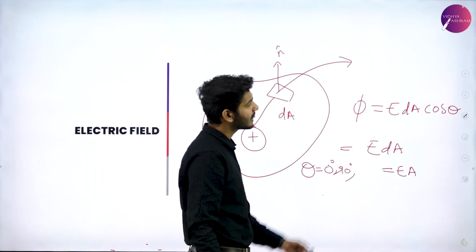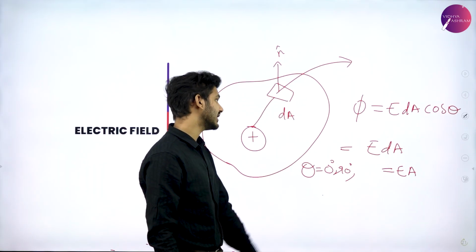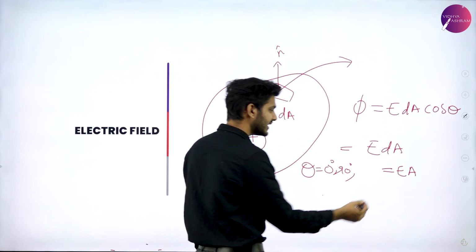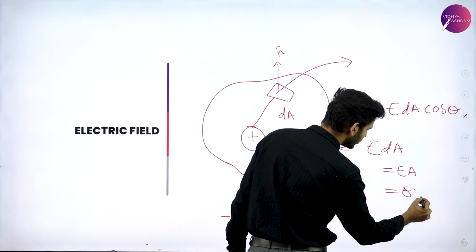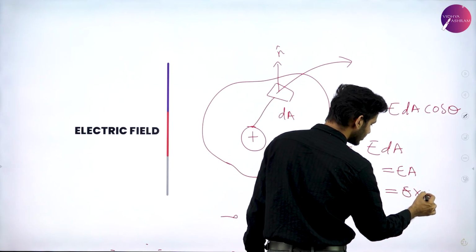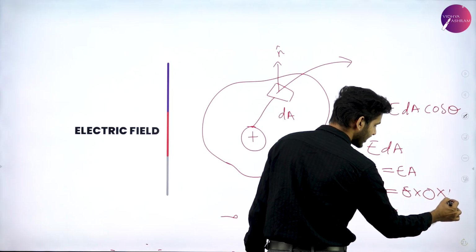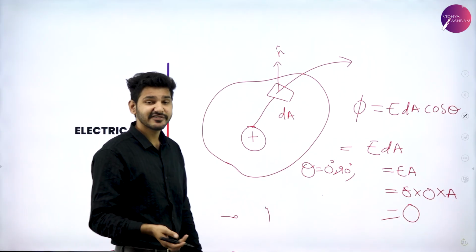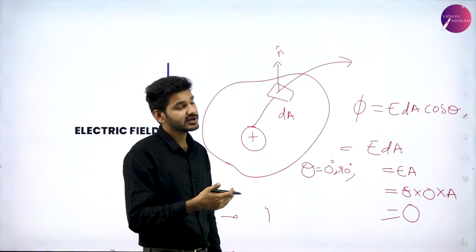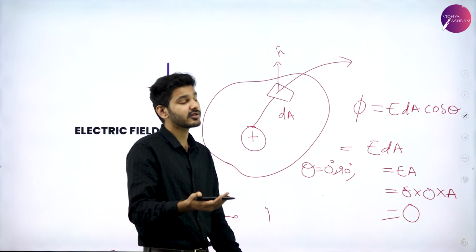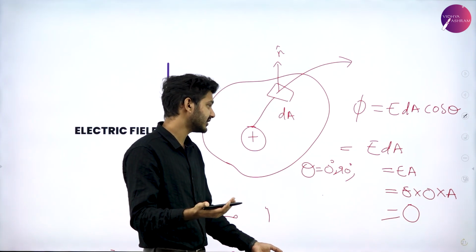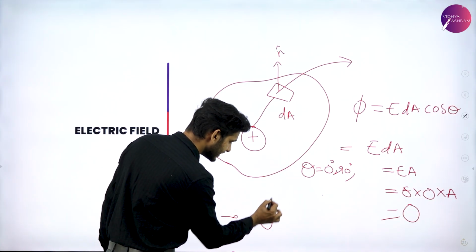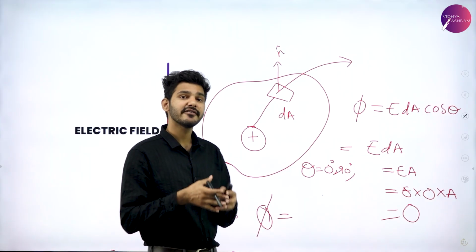If it is 90 degrees, it means that no flux is actually coming through it. So E into cos 90 will be 0. So E into 0 into A, area cannot be 0, so the field lines are not penetrating the given area. And if more field lines are going in than coming out, then that value can be negative. If more field lines are coming out instead of going in, it can be positive, and it can also be 0.